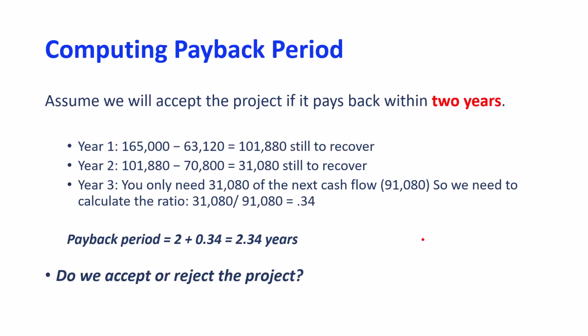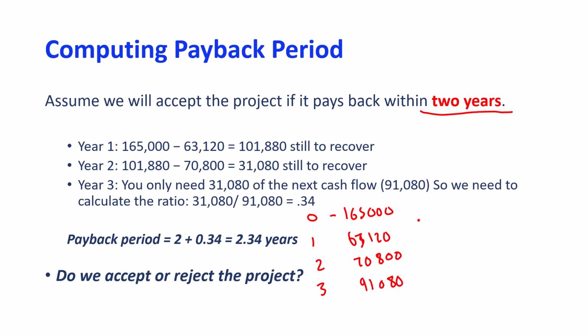How do we calculate the payback period? It's very simple. First of all, let's assume that the management has a requirement that the projects should pay back in 2 years. We're going to look at the same series of cash flows that we had before. So it will cost the company $165,000 today. Year one's cash flow is $63,120. Year two cash flows are $70,800. And year three, we have $91,080.